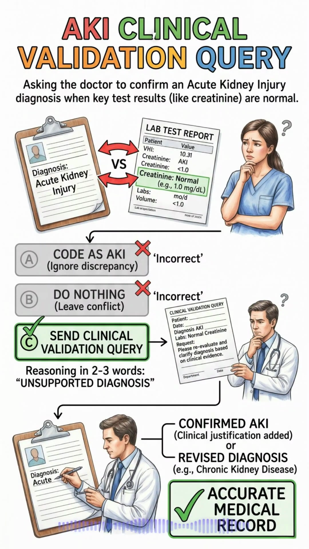28. What should you do if the doctor writes acute kidney injury but creatinine levels are normal? You must send a clinical validation query to ask the doctor if the diagnosis is correct. The doctor might have made a simple typo, or they might have used the wrong medical terminology.